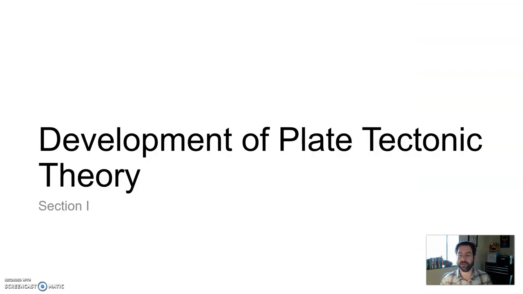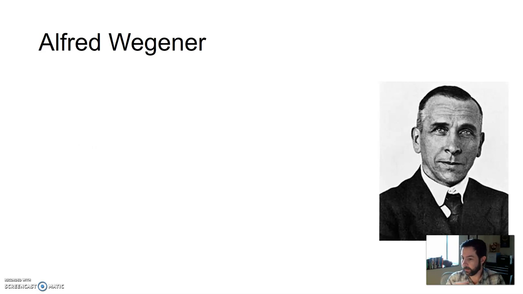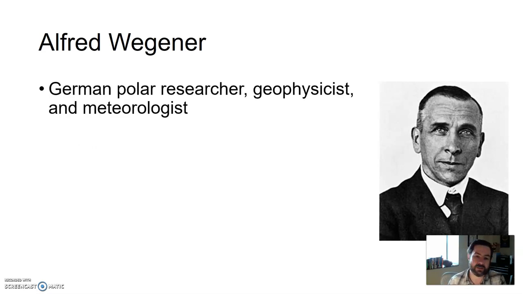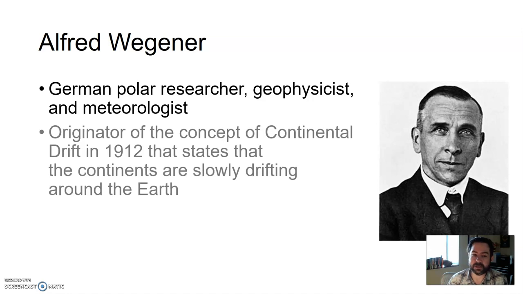So let's talk about the development of plate tectonic theory. Remember, watch that word, highest level of knowing. We don't throw that word around loosely. Let's go back to this steely-eyed German polar researcher slash geophysicist slash meteorologist, Alfred Wegener. He's the originator of the concept of continental drift, and he came up with this in 1912, so just over 100 years ago, that states the continents are slowly drifting around Earth.